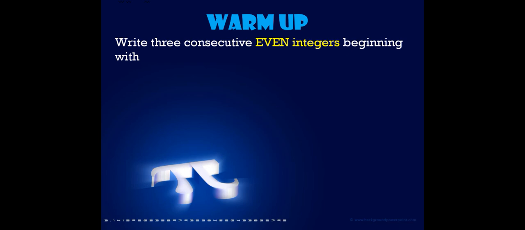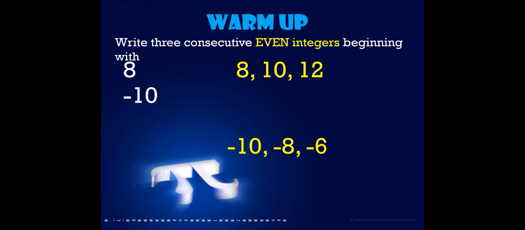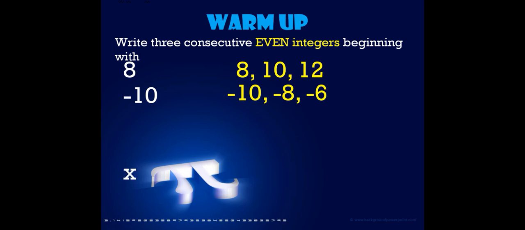Write 3 consecutive even integers beginning with, this time it is even integers, so that means when you see consecutive odd or consecutive even, you add 2 each time. Let's say the even numbers are 2, 4, 6, 8, 10. The difference per number is 2. So let's say, starting with 8, we will have 8, 8 plus 2 is 10, and 12. How about negative 10? So, negative 10, negative 8, negative 6. They are consecutive even, so they must be even numbers. It is not plus 1.